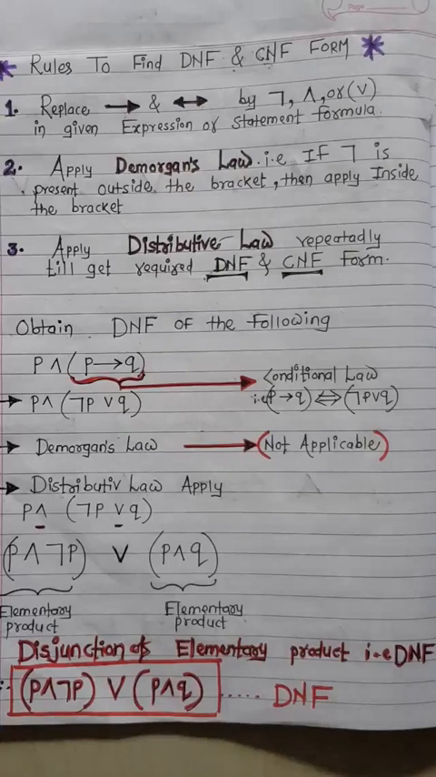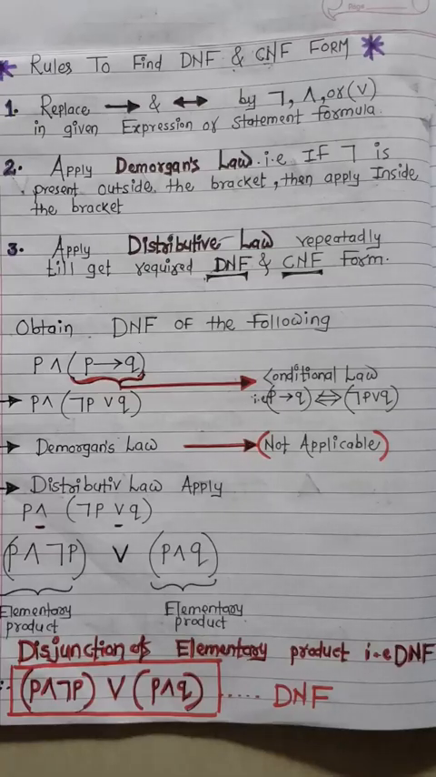As we discussed in the last class, finding the truth table to determine whether a given statement formula is a tautology or contradiction is not a practical solution. To overcome that, we convert our given form into a standard form, and that form is the normal form. As per the concept of normal forms, we are going to learn four types: DNF, CNF, PDNF, PCNF.